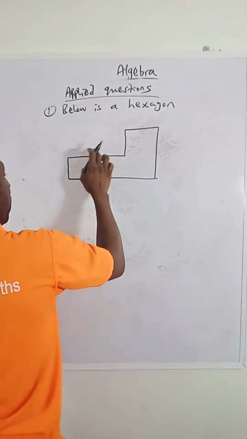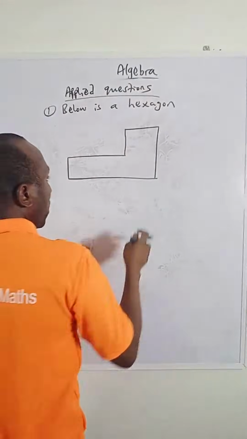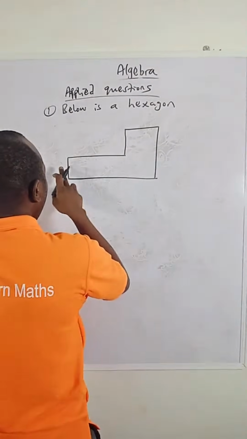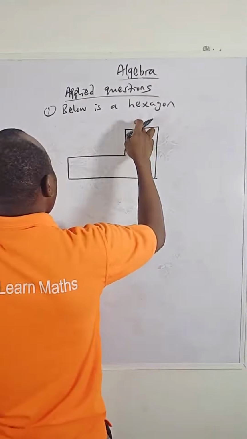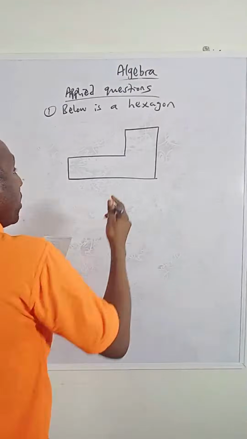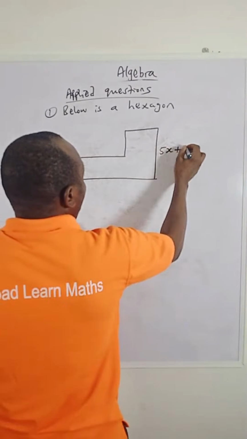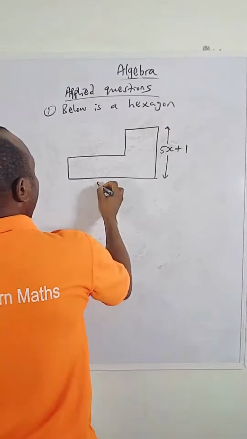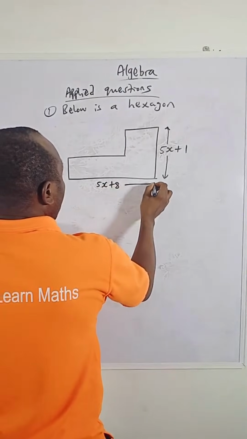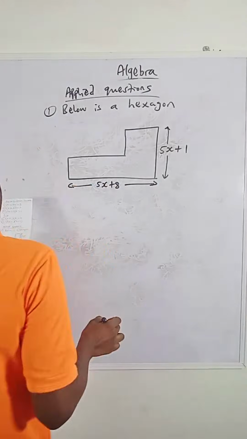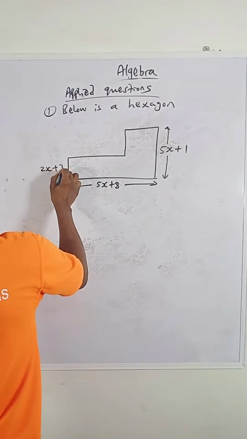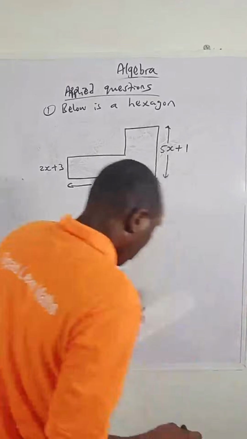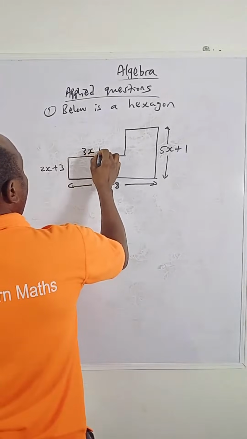One, two, three, four, five, six. Hold on. 1, 2, 3, 4, 5, 6. Yes, 6 sides. So this is 5x plus 1 from here to here. And this is 5x plus 8 from here to here. This is 2x plus 3. I hope that's covered there. Okay, and this is 3x plus 2.